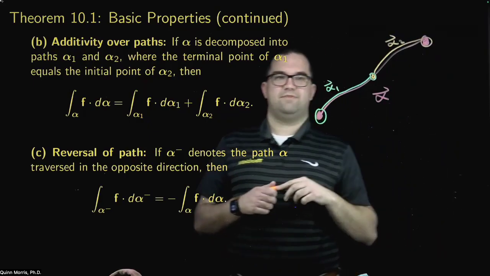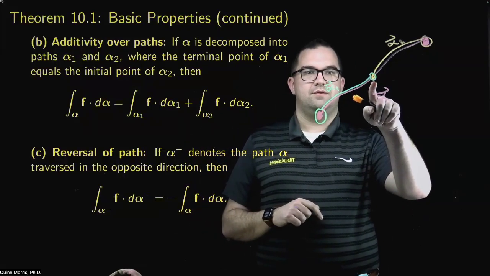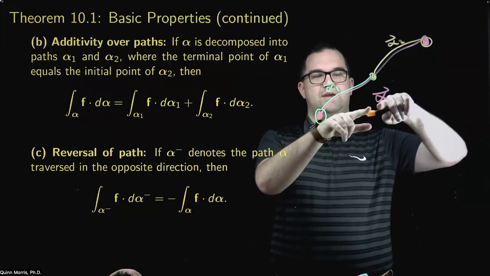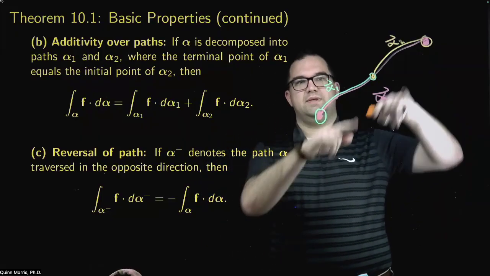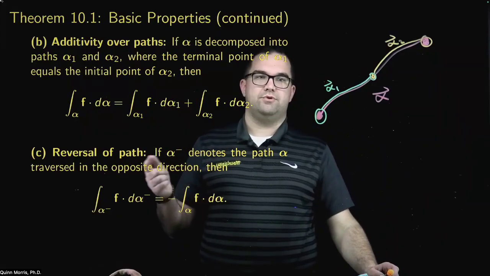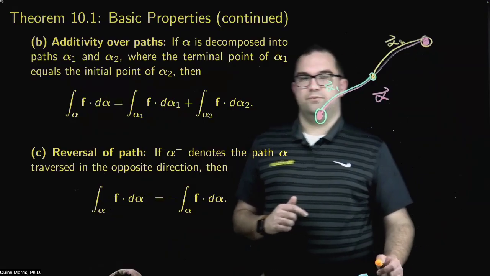Okay, where again, you have to have these conditions where the terminal point of alpha 1 equals the initial point of alpha 2, and alpha 1 union alpha 2 gives you alpha. So really you're decomposing alpha into two pieces, alpha 1 and alpha 2. Then the line integral of f over alpha is equal to the line integral of f over alpha 1 plus the line integral of f over alpha 2.